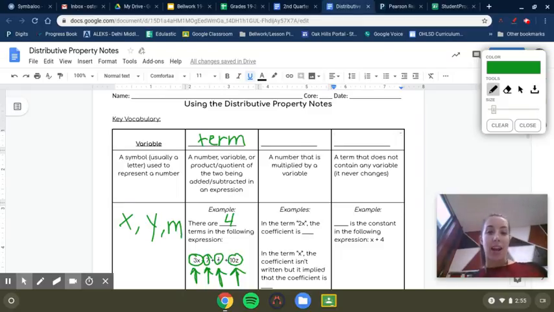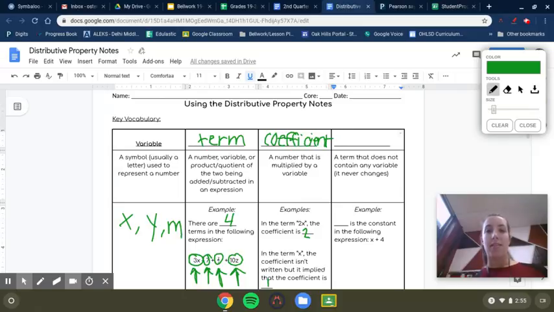Then you have the next vocabulary word, called coefficient, which you may have learned about in a science class previously, or maybe last year's math class. A coefficient is a number that is multiplied by a variable. So in the term 2x, the coefficient is 2. And if you look here, it says in the term x, the coefficient isn't written, but it is implied that the coefficient is 1.